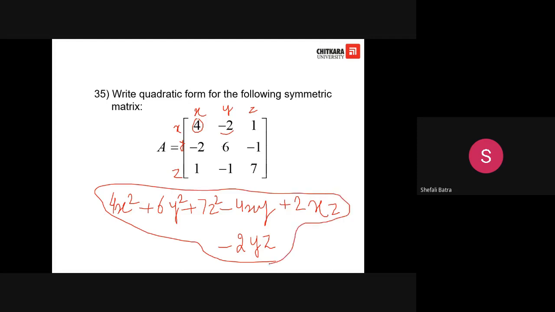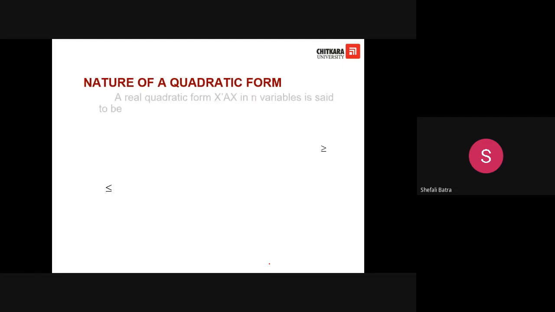So now you are able to write a quadratic form from a given matrix, and if a quadratic form is given, you can write the matrix from that. Right? Now, next, nature of a quadratic form.